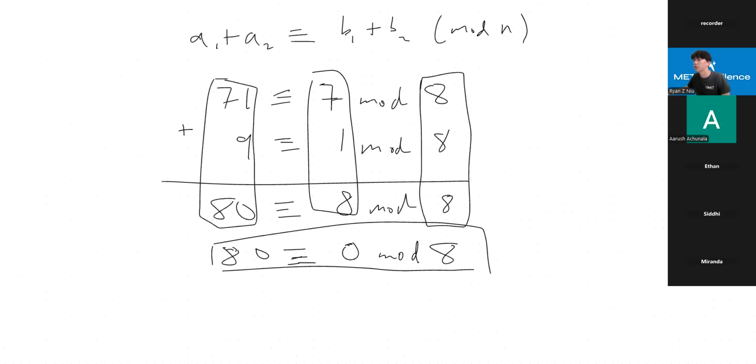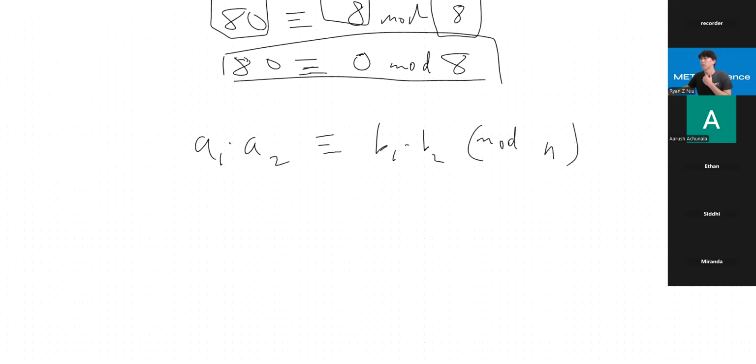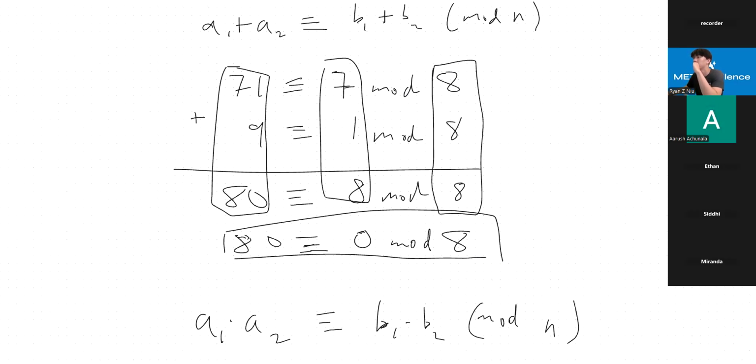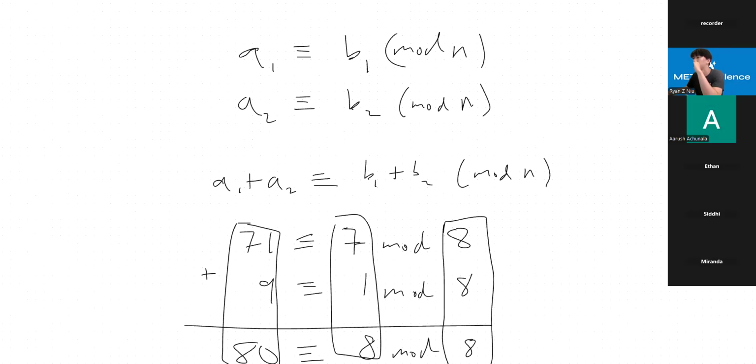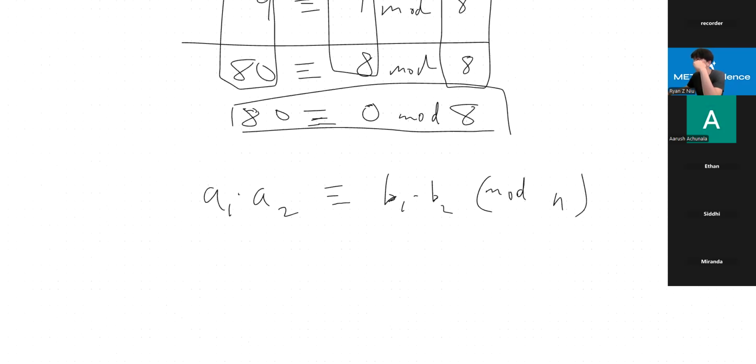Another property we can use is the fact that if we have A1 times A2, this is equal to B1 times B2 mod n. And so just like the other one, really what we're doing is combining these two together, but this time instead of adding, we're multiplying.